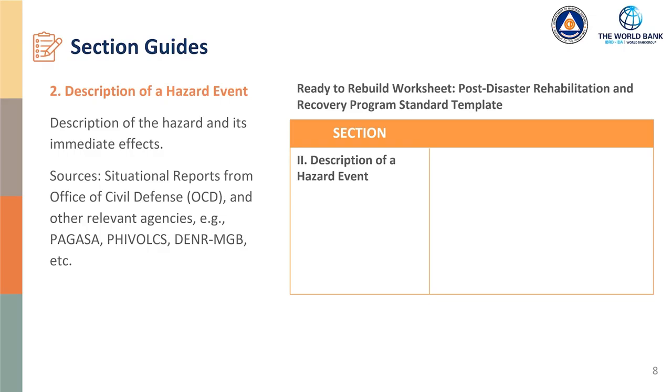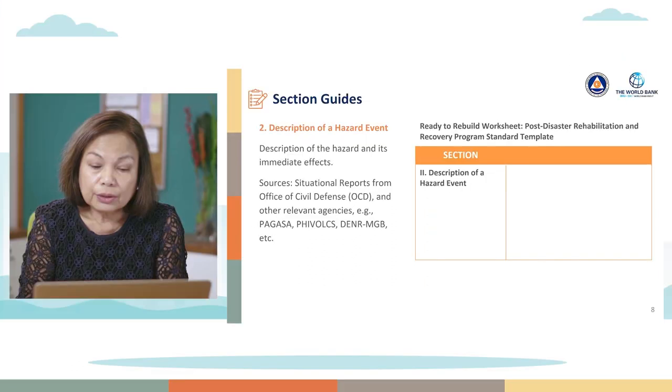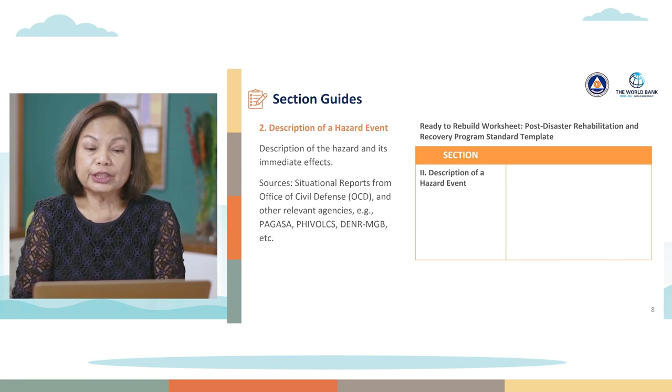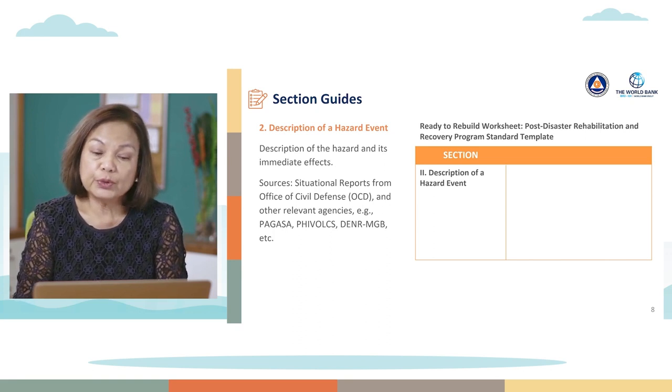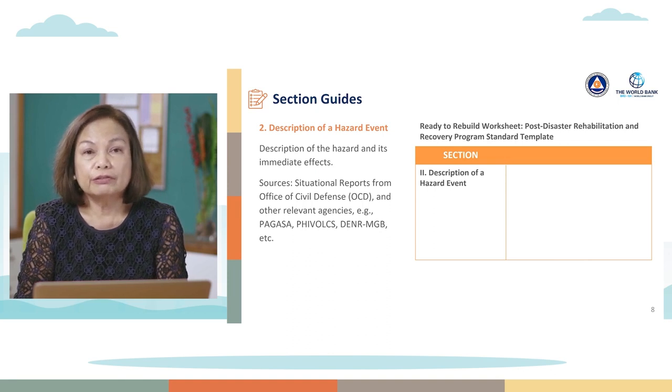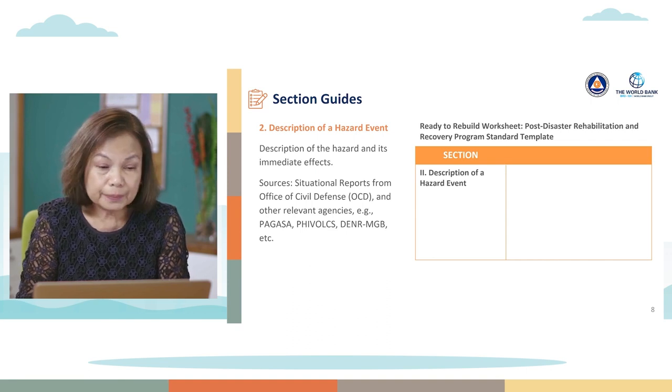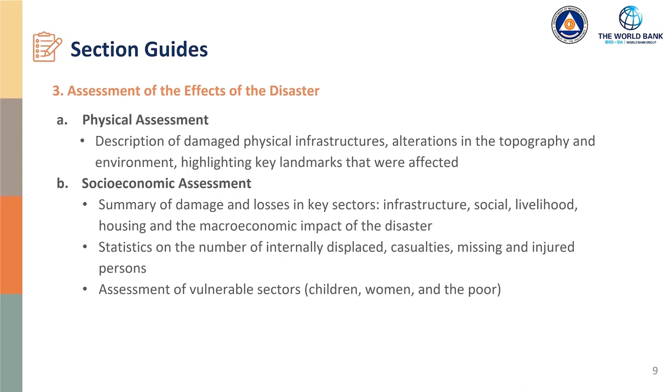The second component refers to the description of a hazard event. So this also includes its immediate effects. Where do you get all this information? You will get this from the situational reports from the Office of Civil Defense, or OCD, and other relevant government agencies, as we mentioned earlier, PHIVOLCS, PAG-ASA, MGB, and NAMRIA. The next component is an assessment of the effects of the disaster. This involves both the physical assessment and the socio-economic assessments.